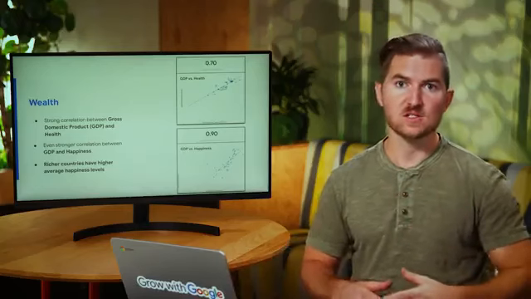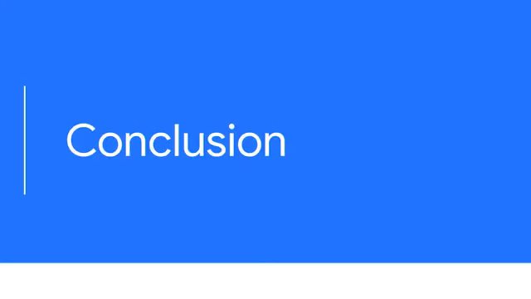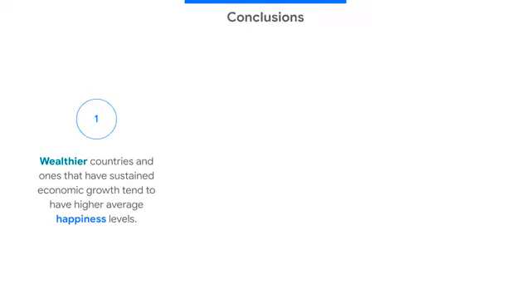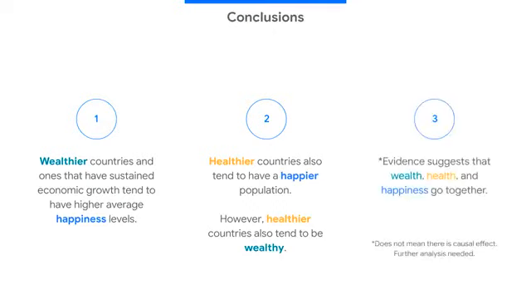This is a good transition to the overall conclusion of now your entire presentation. So again, you're directing your audience through just presenting the text that you want them to look at. Your first conclusion from your overall presentation: wealthier countries and ones that have sustained economic growth tend to have a higher average happiness level. Your second conclusion: healthier countries also tend to have a happier population. However, healthier countries also tend to be wealthy. And finally, this is where you take it home. So our evidence suggests that wealth, health, and happiness all go together.